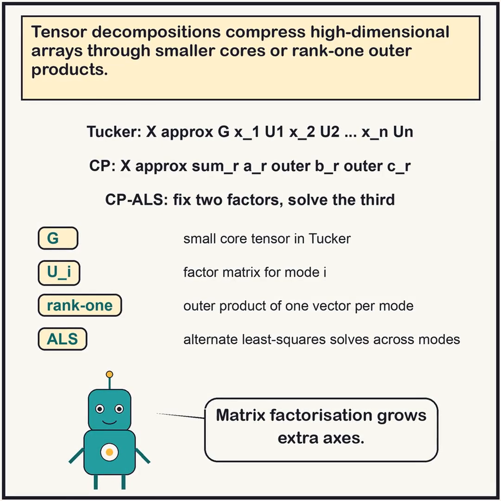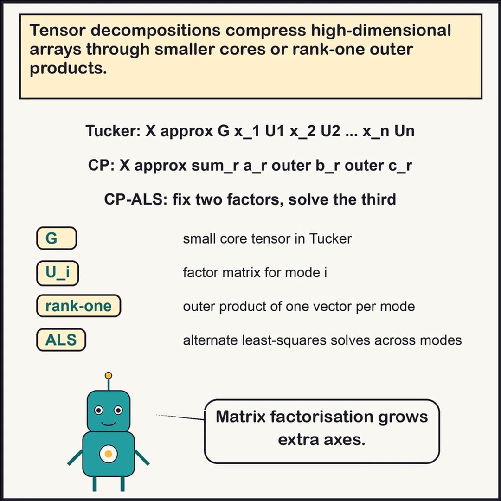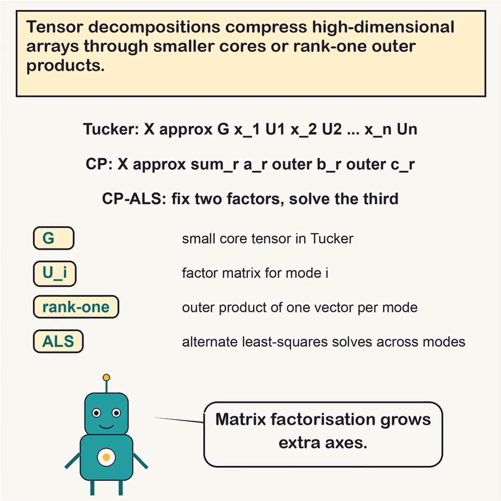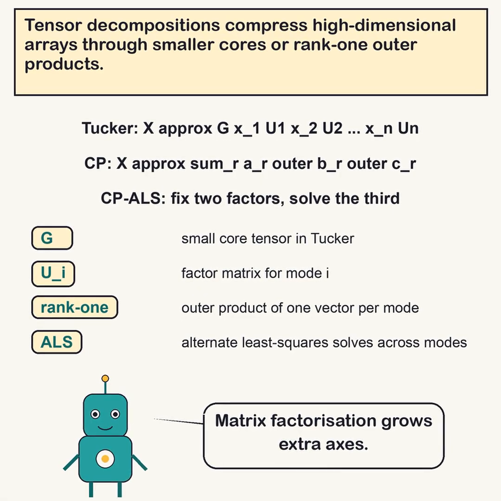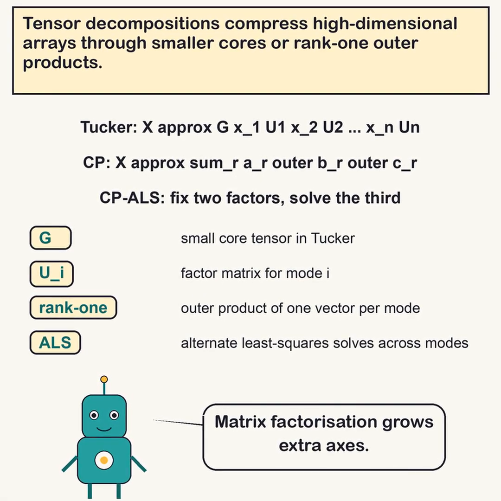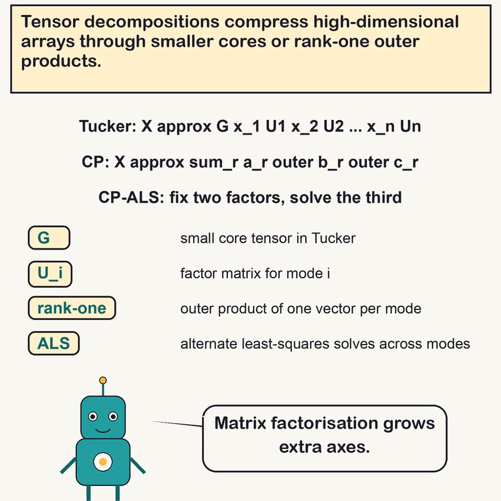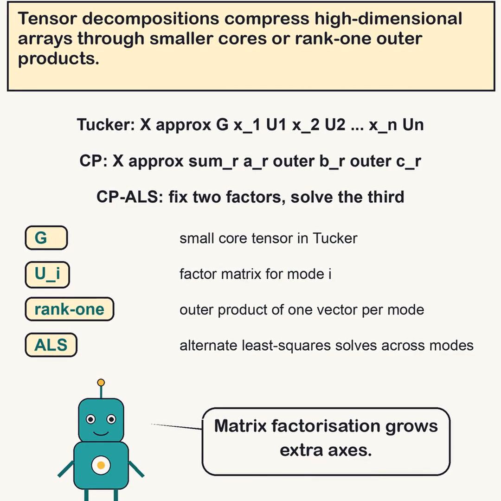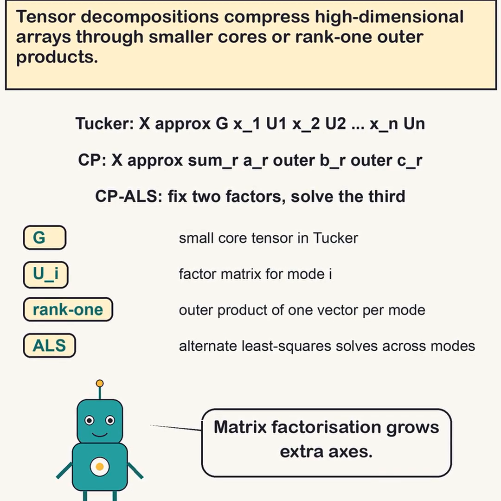Tucker and CP decompositions compress tensors. Tucker uses a small core and mode matrices. CP uses a sum of rank 1 outer products. CP-ALS alternates which factor it solves. Real-world analogy: tensor decomposition is like folding a bulky map into smaller panels while keeping the important routes readable.